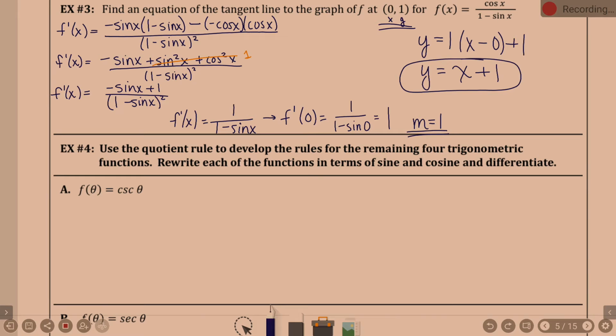Quotient rule. In order to employ the quotient rule, we need a quotient. What do you know about cosecant? Cosecant is the reciprocal of sine. So this is equivalent to 1 over sine of theta.